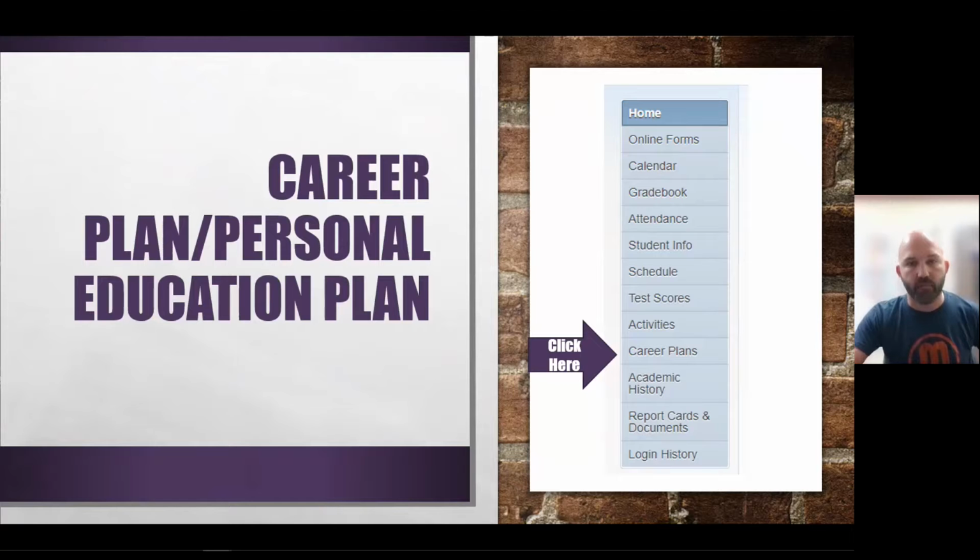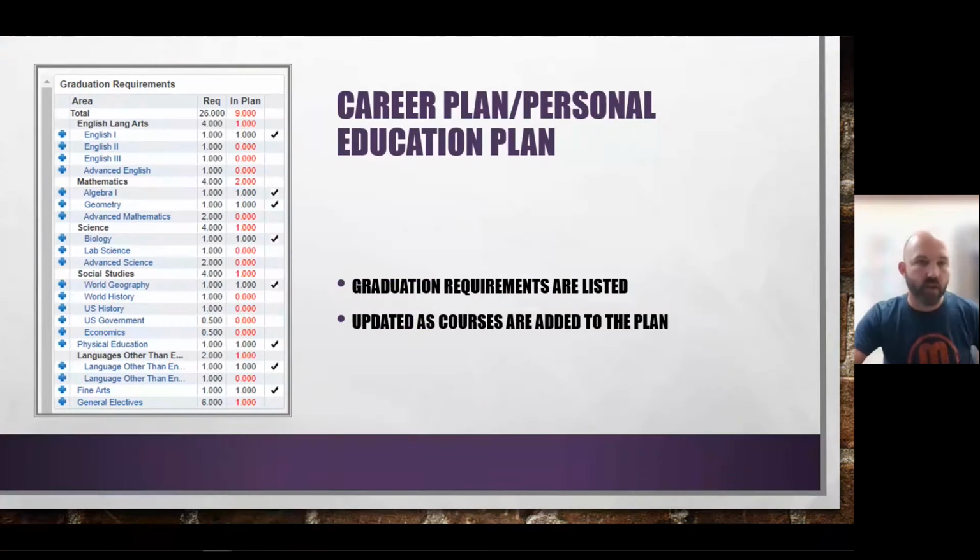To access your career plan, you will log into your Skyward account, and on the left menu bar, click on Career Plans. There's a couple things once you click on Career Plans that we want to point out. The first being your graduation requirement tab. On the right side of the screen, you will typically see this, which lists out all the courses you need to graduate. It has the required column showing you what you need, and then in plan showing what is in your career plan, what's already been in there.